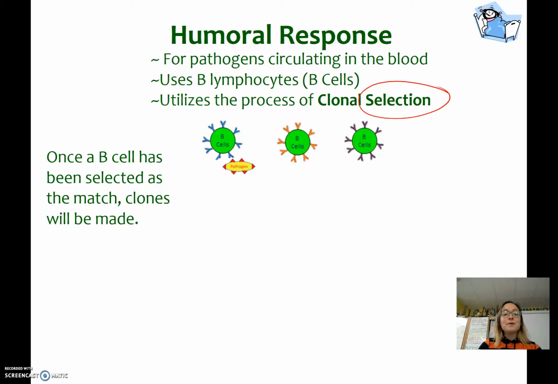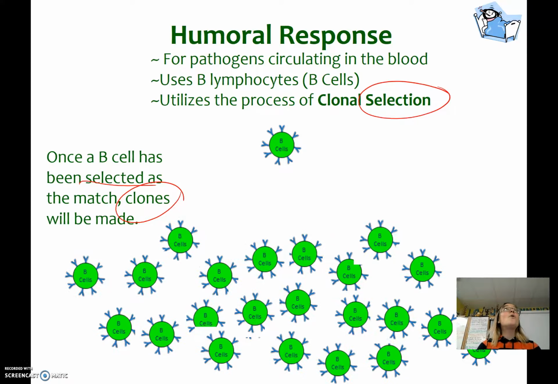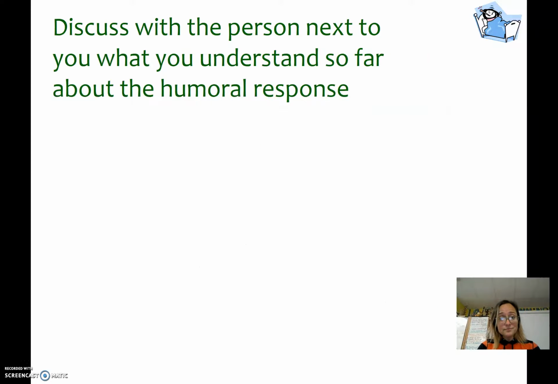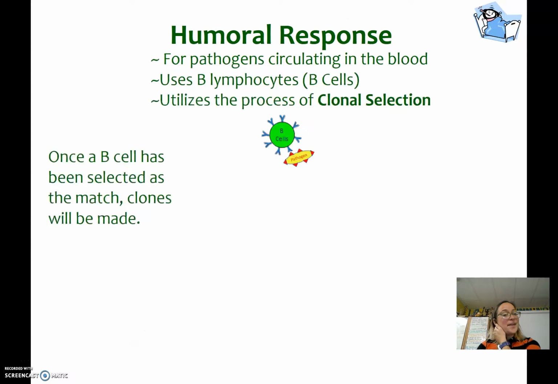So what will happen, once a B cell has been selected, clones are made. Okay, so once we know and identify the B cell, you make a whole bunch of clones. Okay, so therefore, clonal selection. So, okay, here we go.